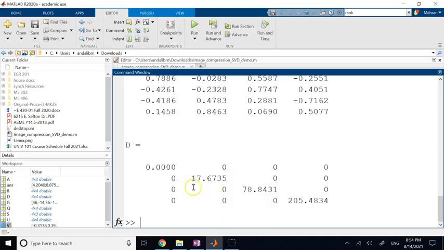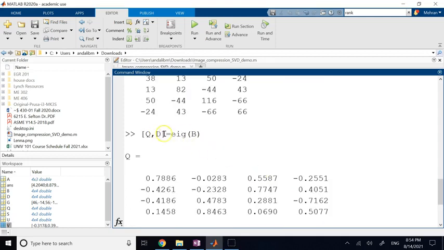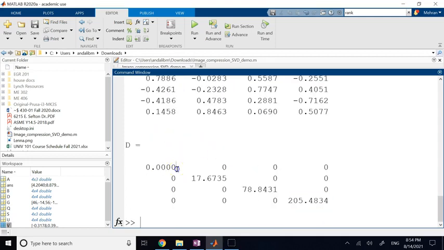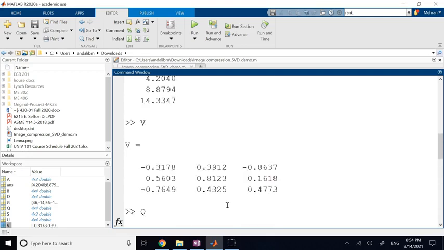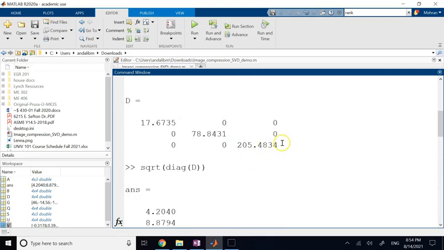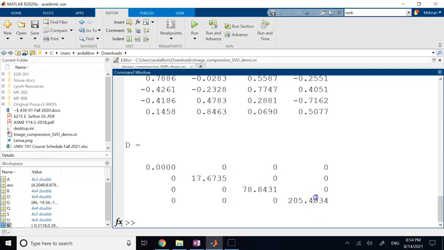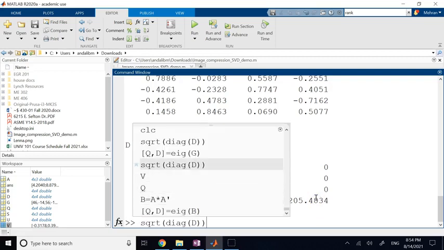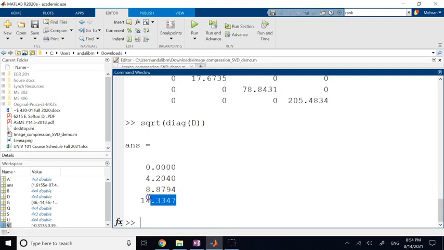Two interesting things. One is, if you look at the diagonal entries of the diagonal matrix D for the eigenvalue decomposition of this B matrix, one of the eigenvalues is 0, as it should be, and the three others are the same numbers that I got earlier when I applied the eigenvalue command to the gram matrix. If you look at these numbers, 205, 78, and 17, they are the same numbers. So in other words, if I apply the square root of diag of D, I'll get the same three singular values as well as an extra 0.